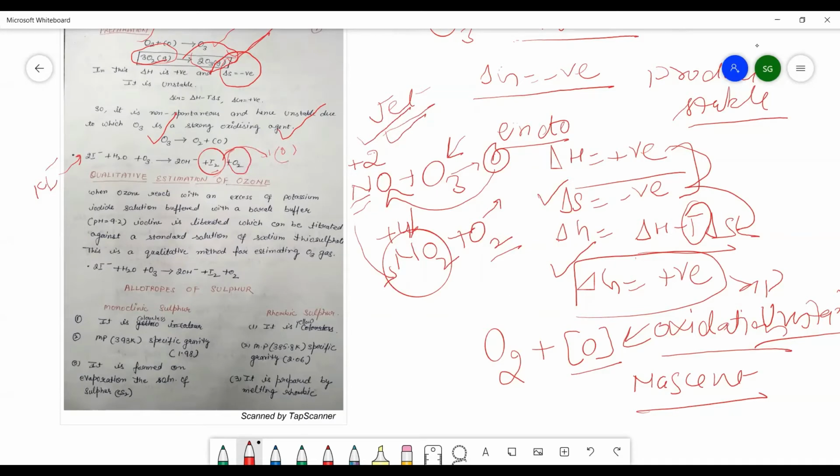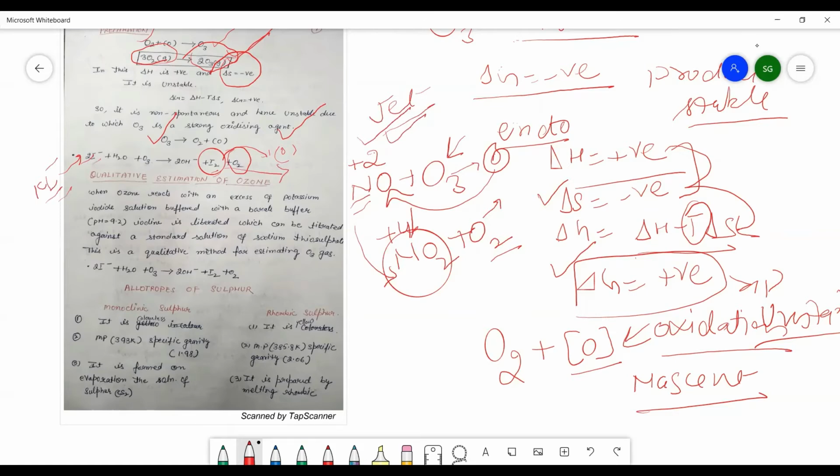So the nascent oxygen is responsible for the oxidation of I negative from the KI solution to liberate iodine, which is a violet vapor. So why will the violet vapor be formed? When KI reacts with ozone, it is due to the formation of the I2 molecule.